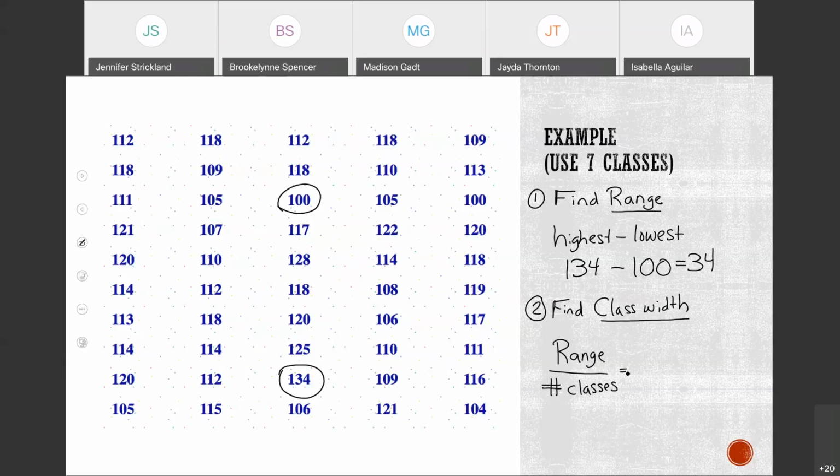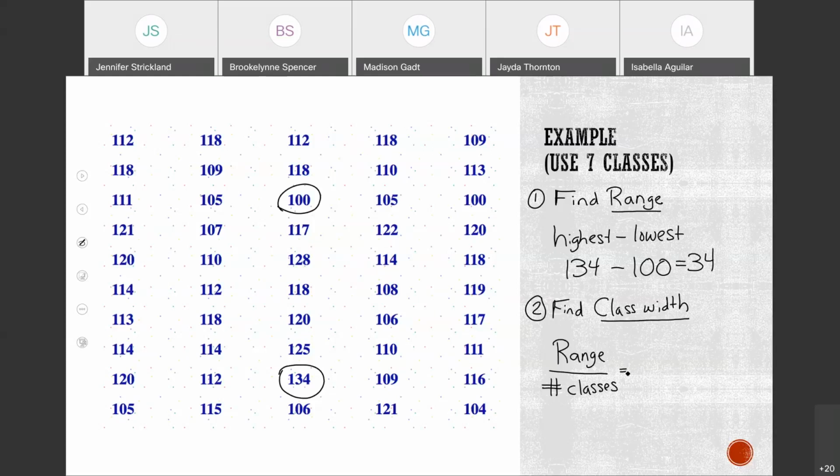So what we're doing here is we're saying to ourselves, we should have 34 numbers spanned from beginning to end. That's our range. We want to cut it up into equal classes, and all of the classes need to be the same size. So to figure out the size, we're going to take the 34 and just divide by the number of classes that we want.